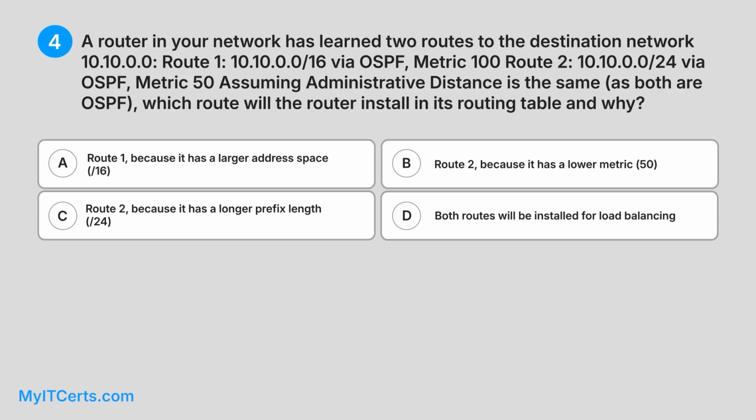and why? A. Route 1, because it has a larger address space, /16. B. Route 2, because it has a lower metric, 50. C. Route 2, because it has a longer prefix length, /24. D. Both routes will be installed for load balancing. Do you know the answer?